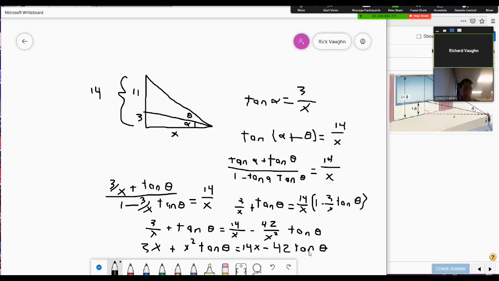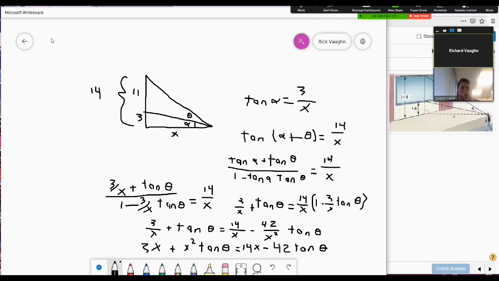So here I'm going to try to solve for tan theta and then isolate the theta to get theta as a function of x. So I'm going to bring the plus 42 tan theta over to the left-hand side, and I'm going to subtract 3x on both sides. So I'm going to write it up here, and then go to a new screen, maybe wipe this out, and keep going. Hopefully I haven't made a mistake.